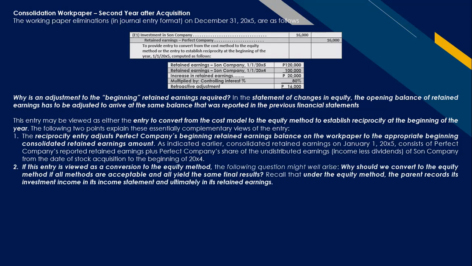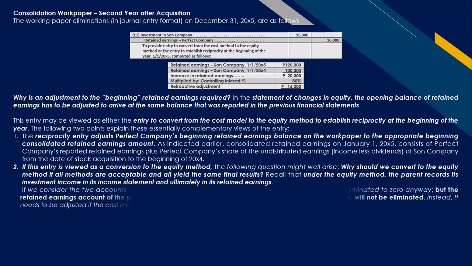Why should we convert to the equity method if all methods are acceptable and all yield the same final results? Recall that under the equity method, the parent records its investment income in its income statement and ultimately in its retained earnings.